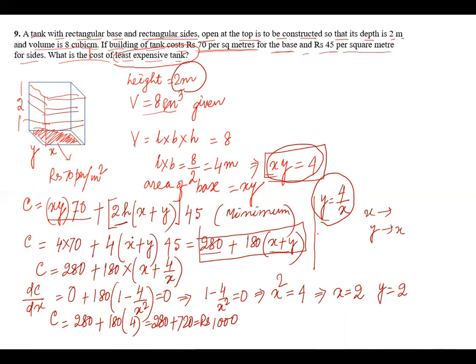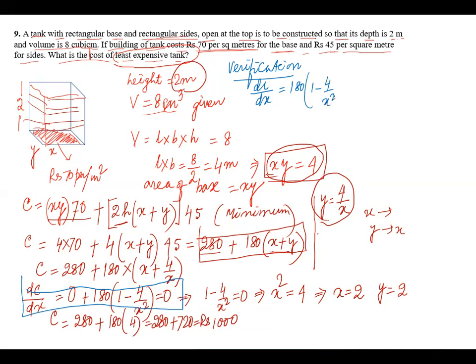Now coming to verification. For verification, where do I start from? I'll start from the first derivative only. Where is the first derivative? The first derivative is this one. So dC by dx is equal to 180 into 1 minus 4 by x square. So what will be your second derivative? Second derivative will be 180 multiplied by, derivative of 1 is 0, this will be positive 1 by x square, derivative will be minus again, so it will be plus 8 by x cube. Is it a positive term? Yes, it is greater than 0. So minimum is very fine.